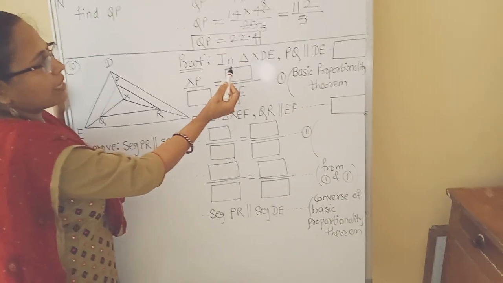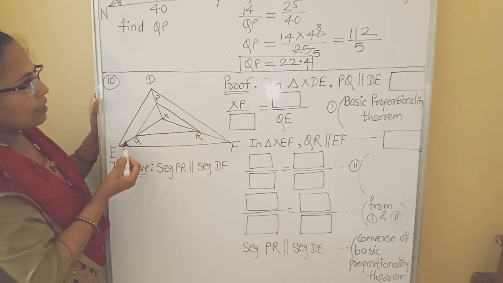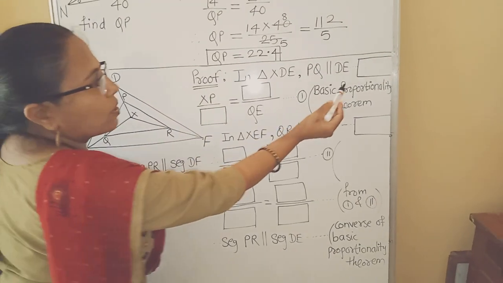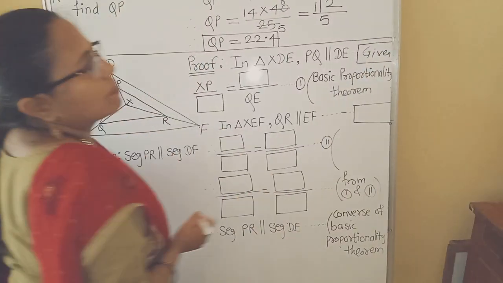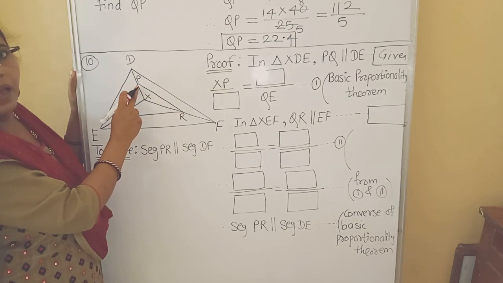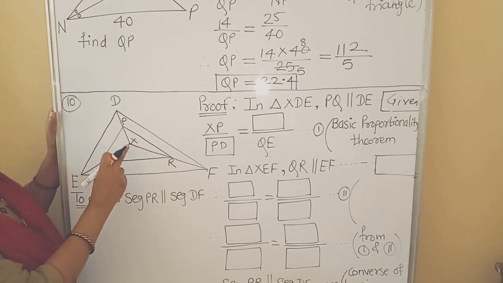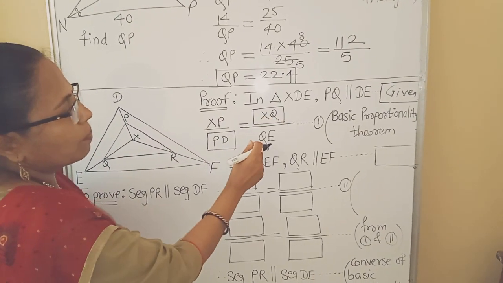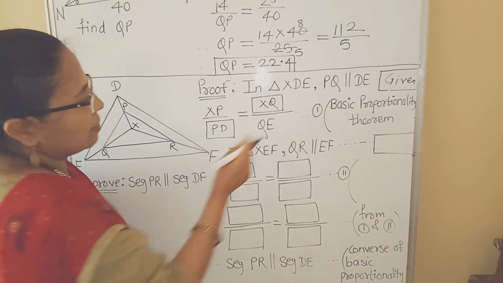So here the first statement is given. In triangle XDE, PQ is parallel to DE. And here box is given. Reason we have to write. The reason is given. Now we can apply basic proportionality theorem here. XP upon PD equal to XQ upon QE. This is our statement number 1 and reason is basic proportionality theorem.